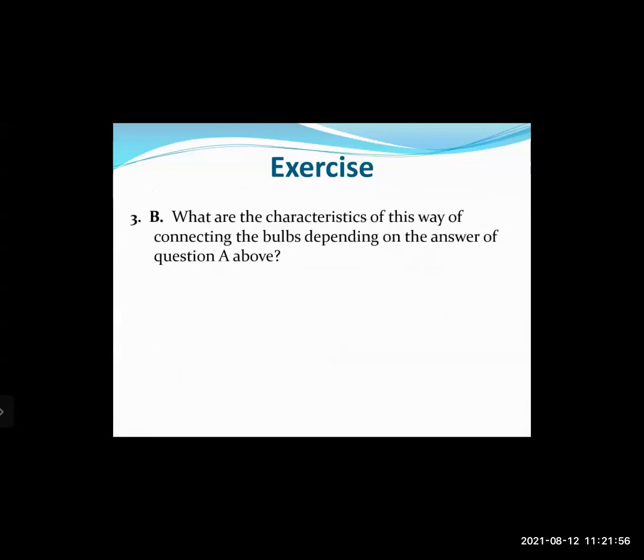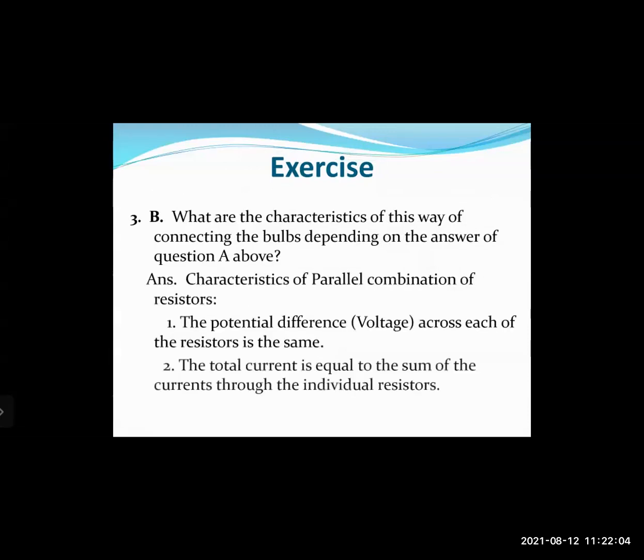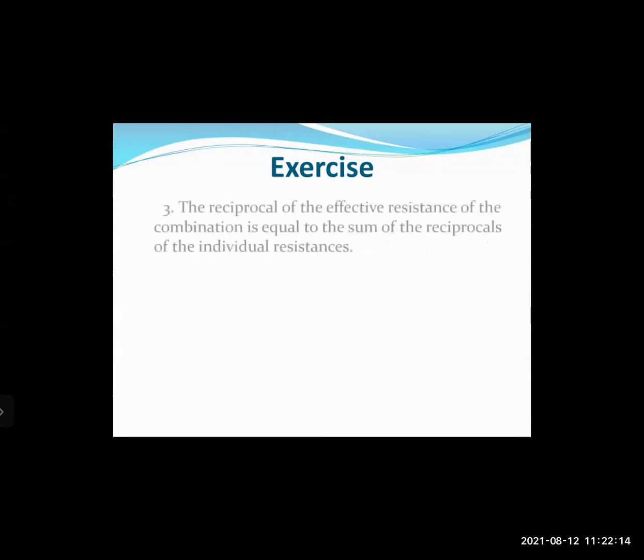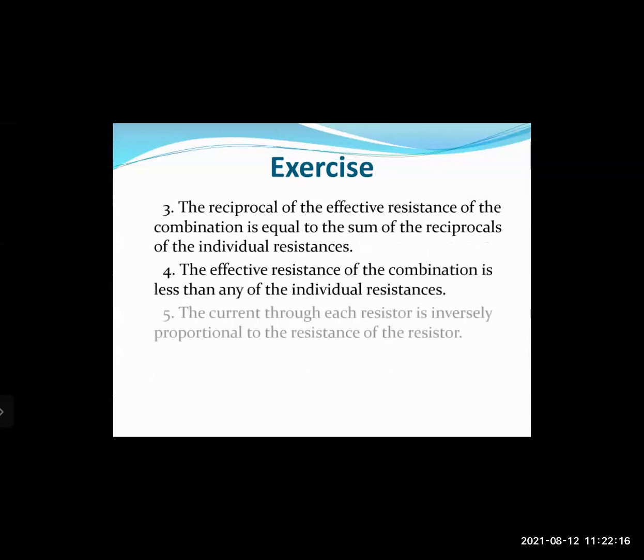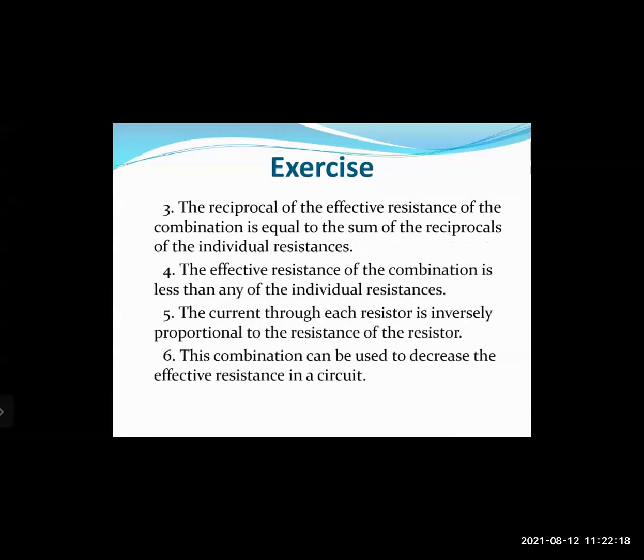Then what are the characteristics of this way of connecting the bulbs, right? Depending on the answer of A, these are the characteristics of a parallel combination. In a parallel combination, the potential difference across each of the resistors is the same. Total current is equal to the sum of the currents through the individual resistors, right? The reciprocal of the effective resistance of the combination is equal to the sum of the reciprocals of the individual resistances. The effective resistance of the combination is less than any one of the individual resistances.